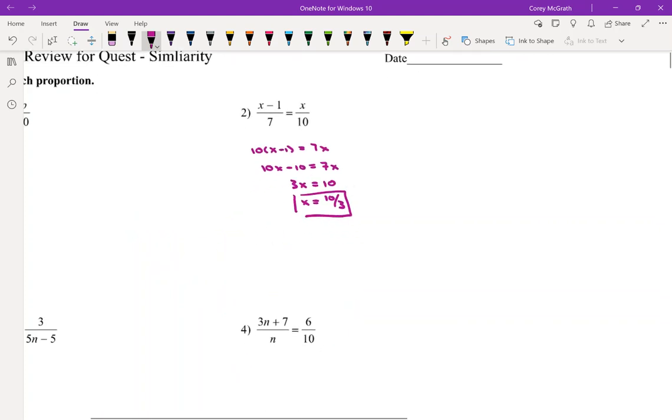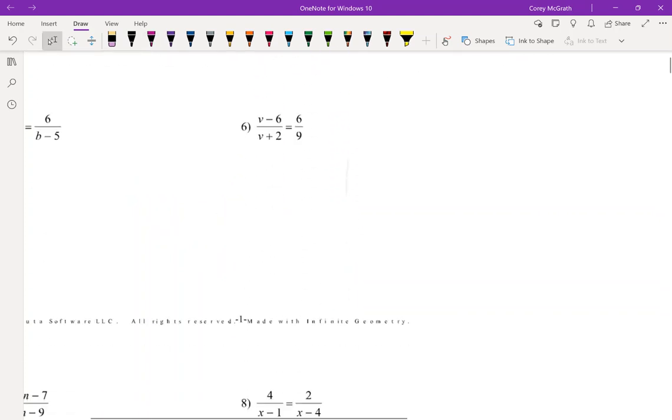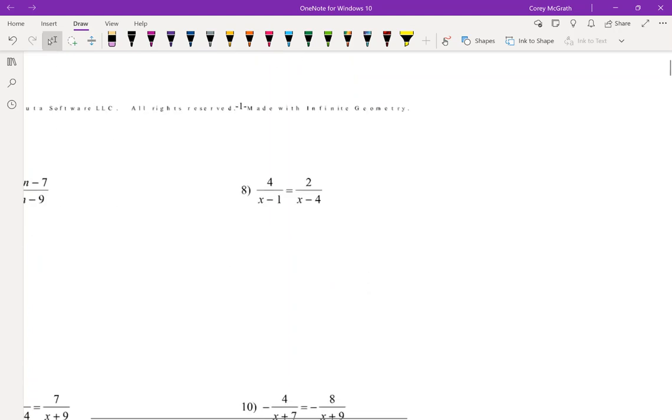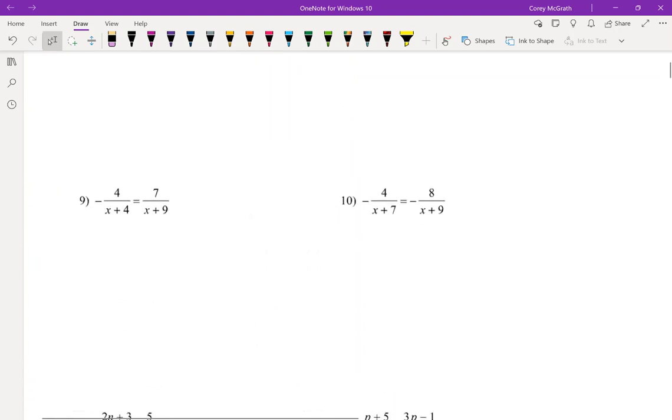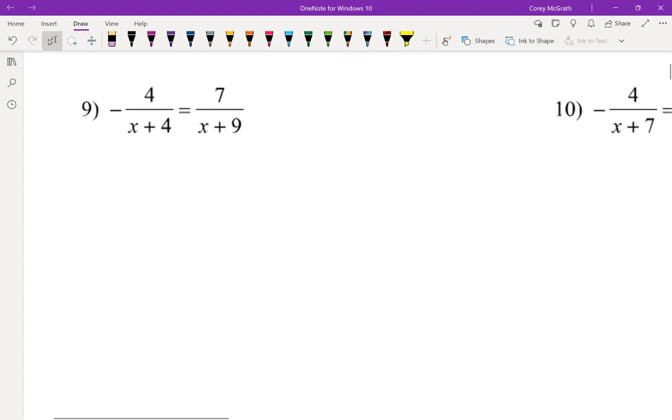Now some more challenging questions are down here with the variable on the bottom as well. The one I wanted to visit first was number 9. Notice there's a negative on it. You immediately put that negative up top. Most of the time we put it up top. If there's a sum there, you have to distribute it. Just don't put it on both the top and the bottom. That's just notation up there.